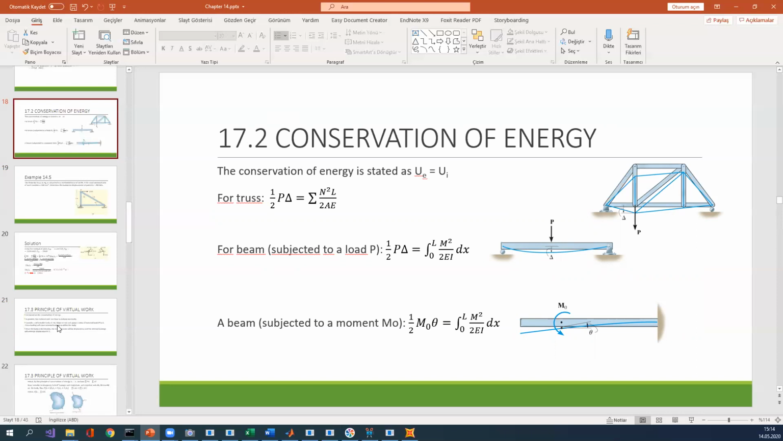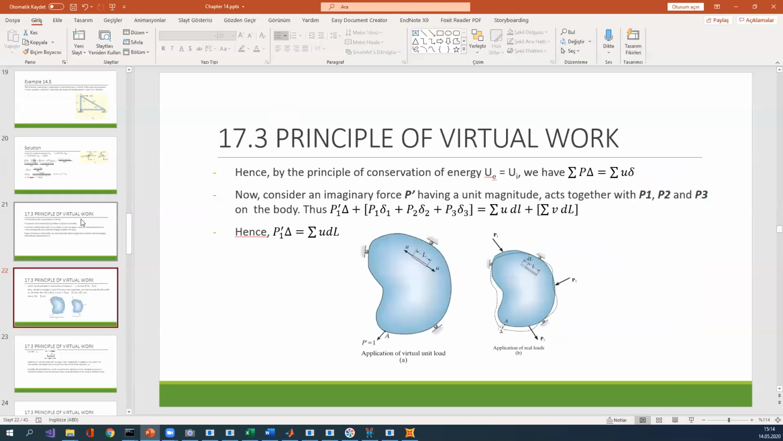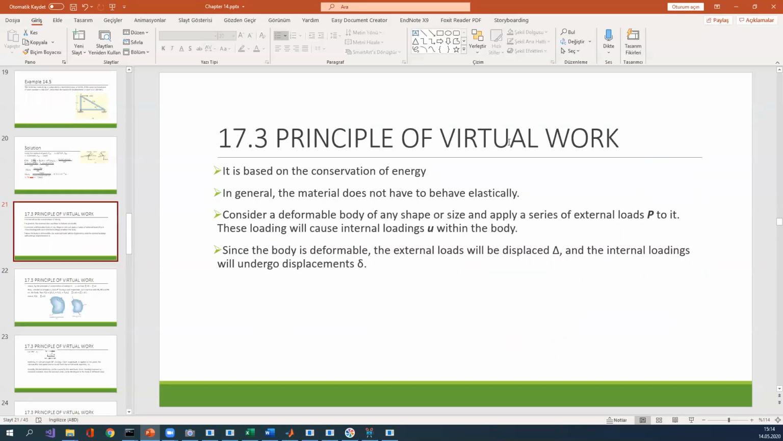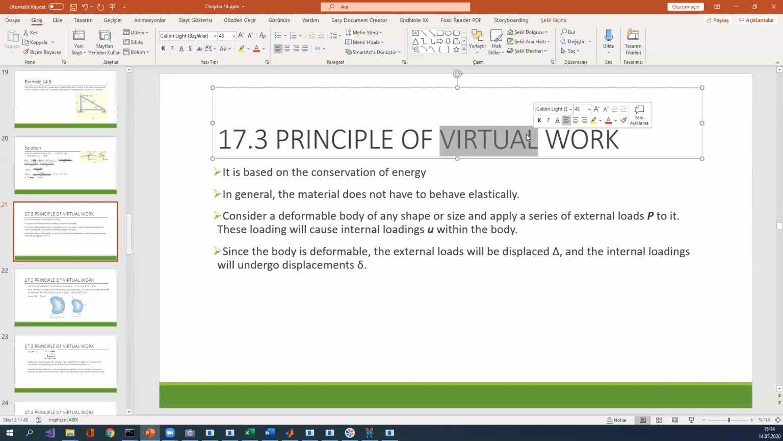Okay, we have to use a different principle, and for this we will use the principle of virtual work. It's also based on the conservation of energy, but the methodology is a little different. You know what virtual means: it is not real, therefore the work is not real. So in order to use some terms, we need them to be virtualized.